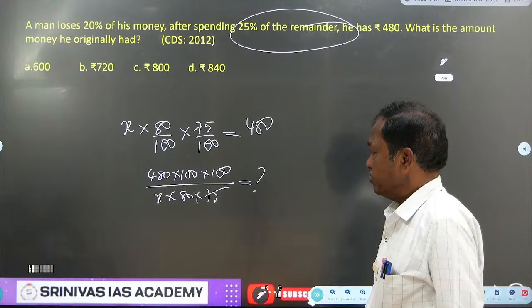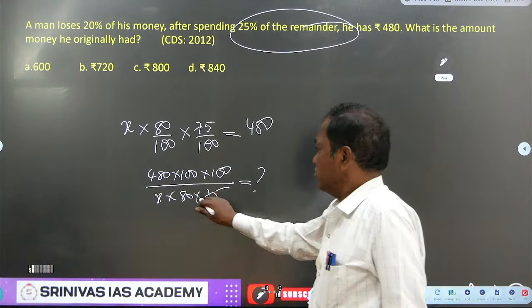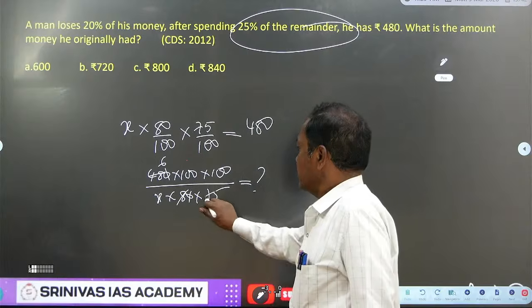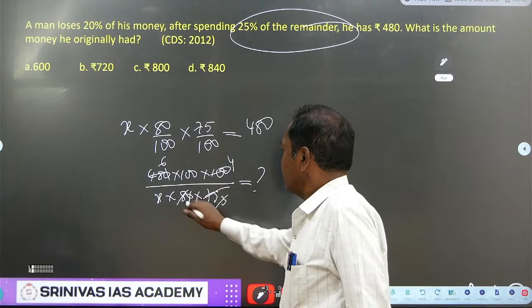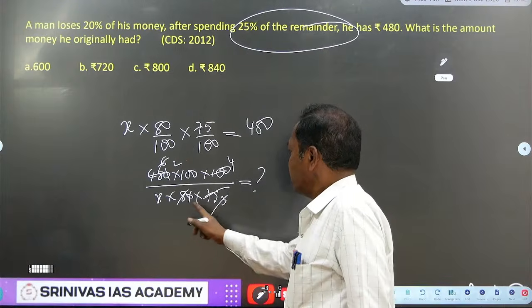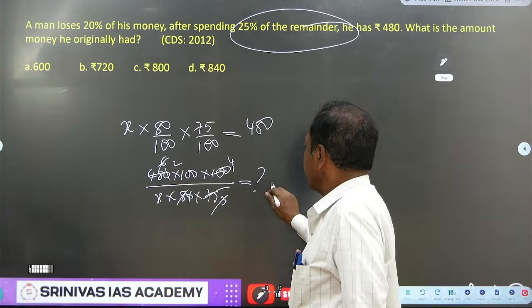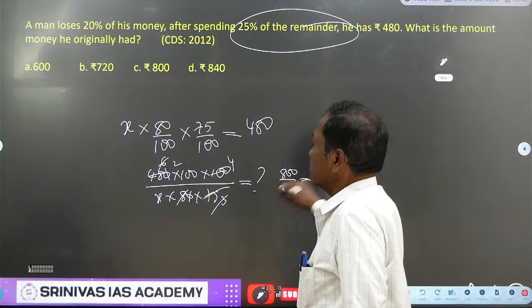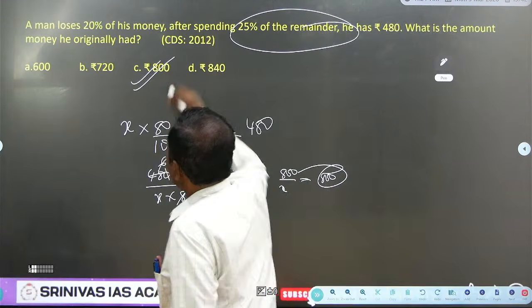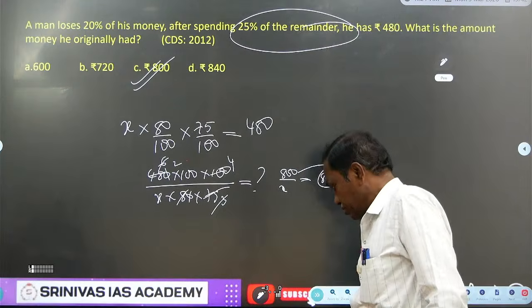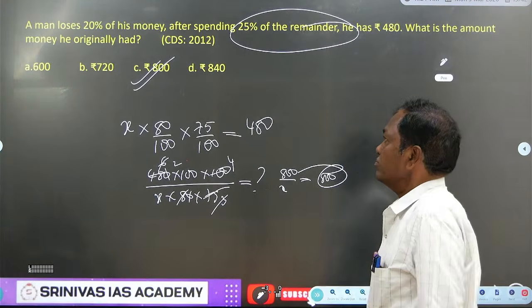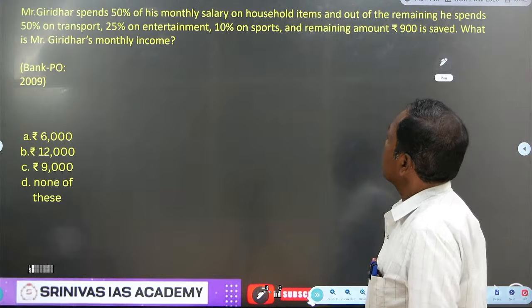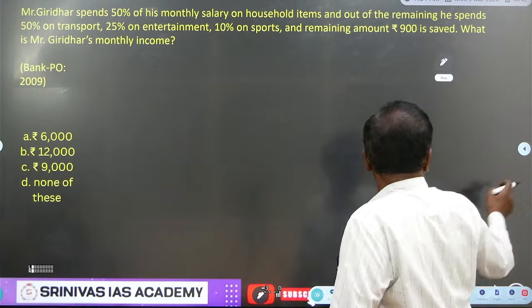What is the answer? All the denominators get cancelled. 2 into 4, 8. 800 by X. It means what? 800 rupees. Option. See. Now you do it.